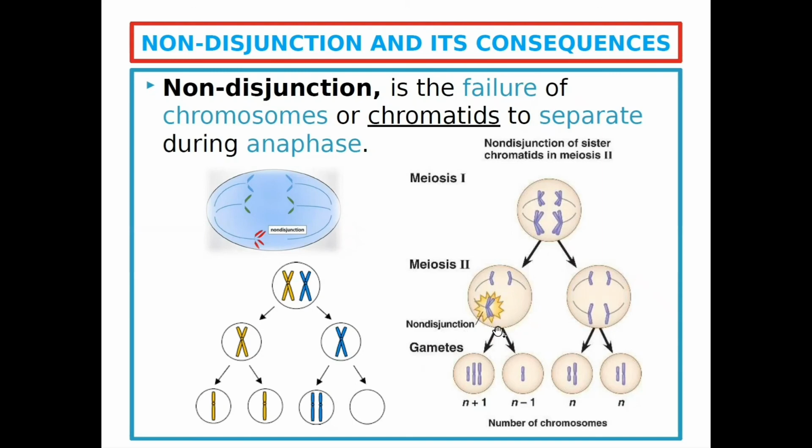For example, in this non-disjunction, let's say the chromosome pair here is chromosome pair number 21. It happens on chromosome pair number 21. It was going to lead to a disorder that we call trisomy 21 or Down syndrome. So there's a difference between a disorder and a condition. Non-disjunction is a condition whereby there's a failure of chromosomes or chromatids to separate during anaphase.